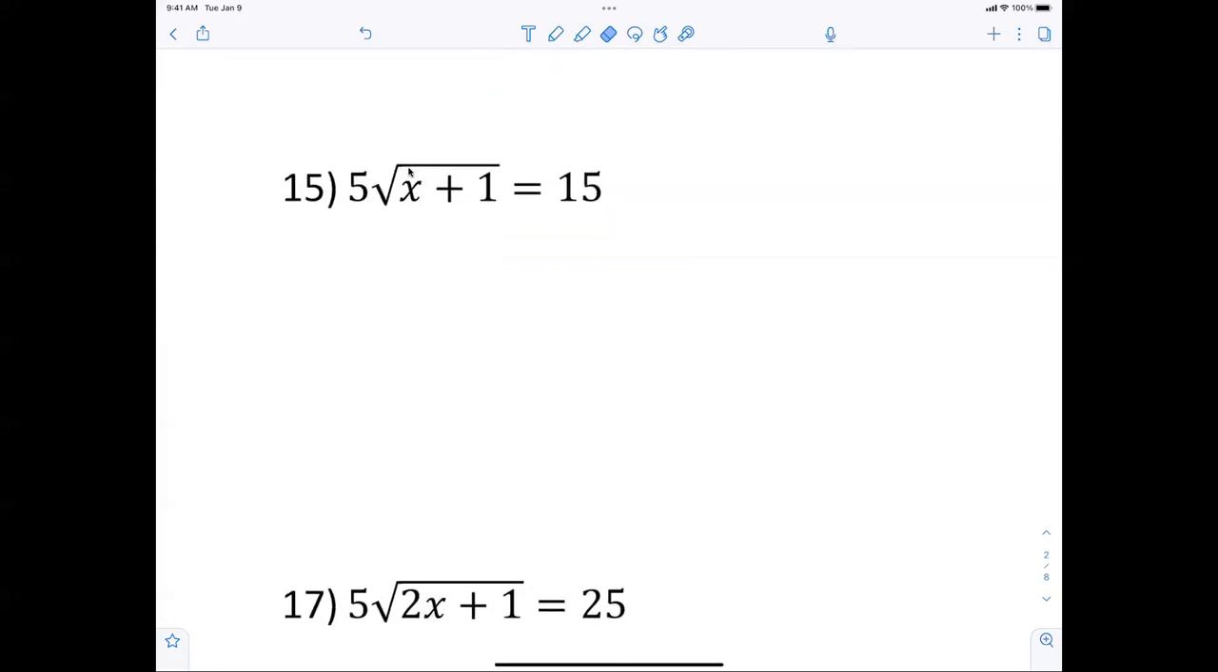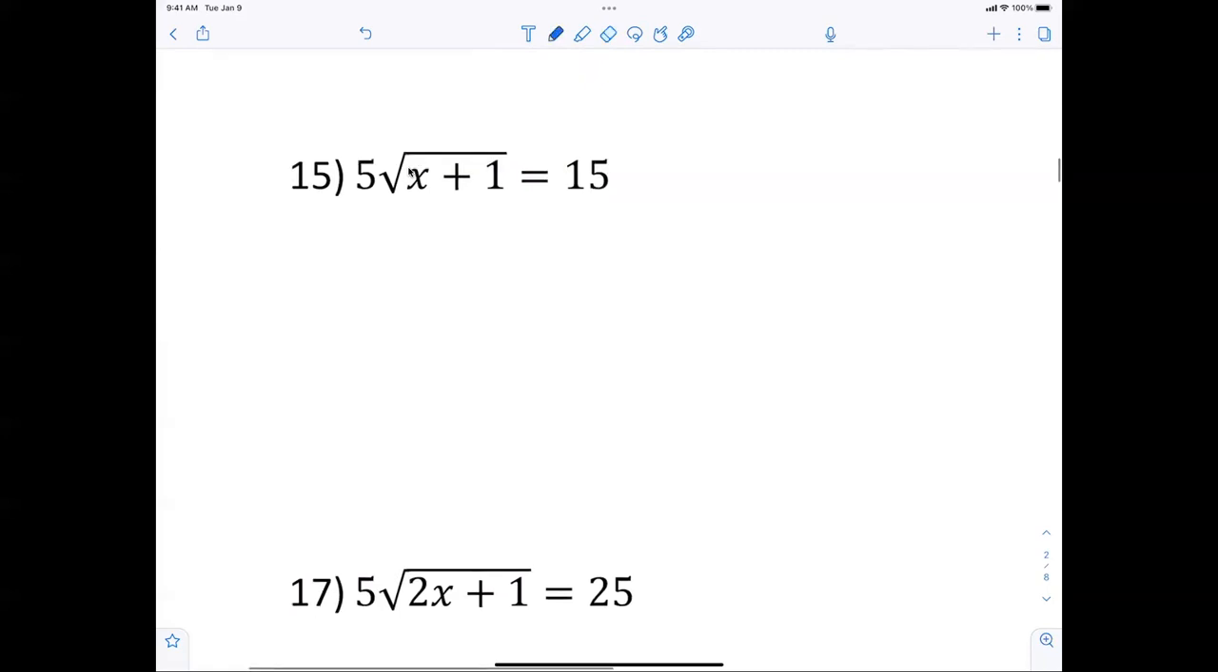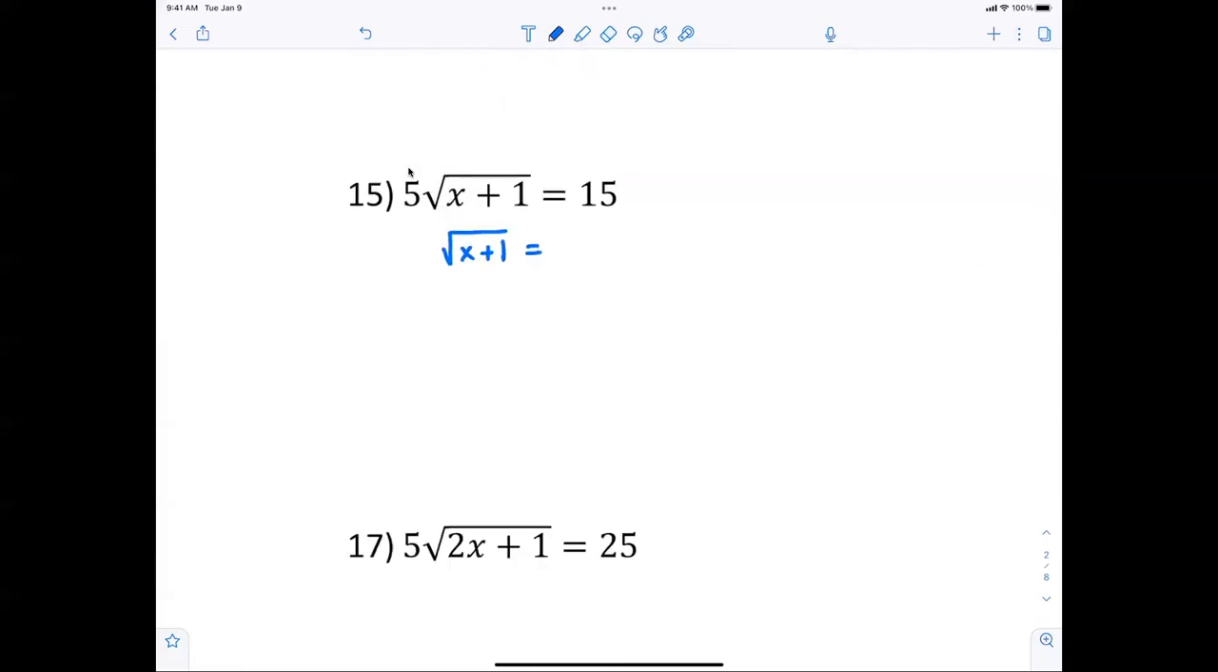Is the square root isolated on 15? No, it's not. There's a 5 in front. Well, what does that say? Does it say minus 5 or times 5 or divided by 5? Right, it's multiplying. So how do we undo the multiplication first? Divide. So here you're just going to write square root of x plus 1 equals what? 3.